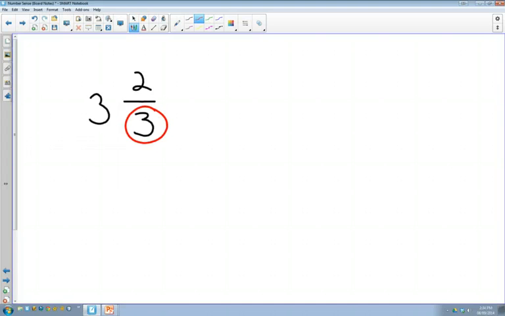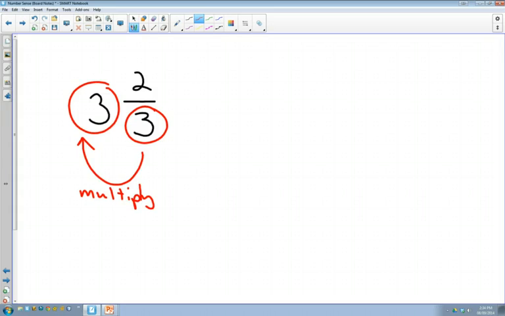okay, with 3 2/3, okay, who remembers? How do we start? Right, you take the denominator and you multiply it by the whole number. So we multiply. So what do we get? 9, right? But we're not done yet.